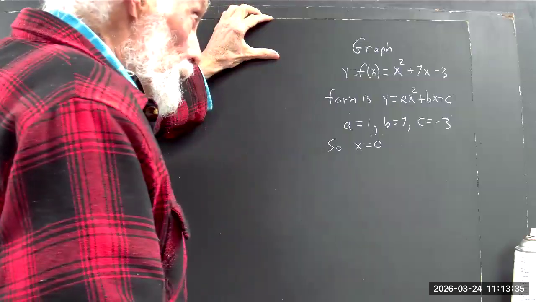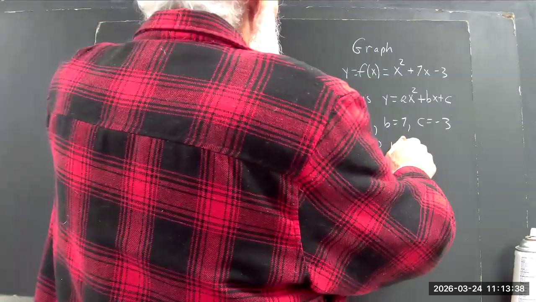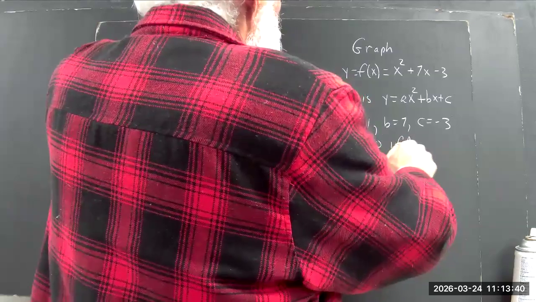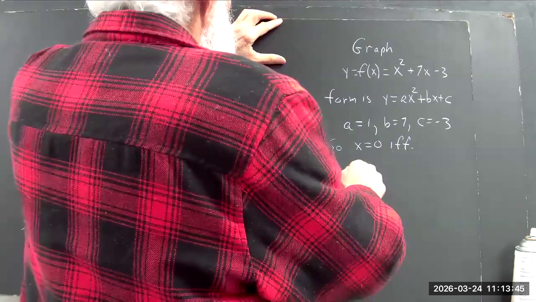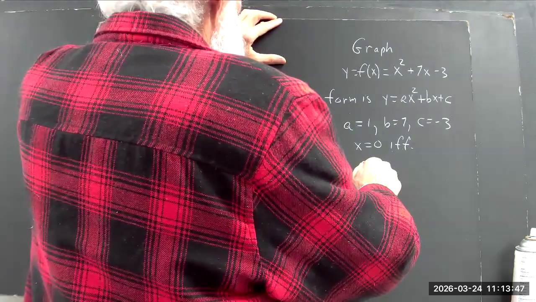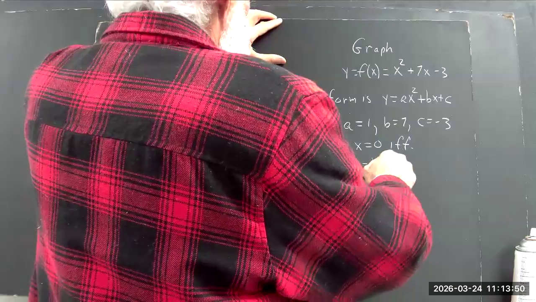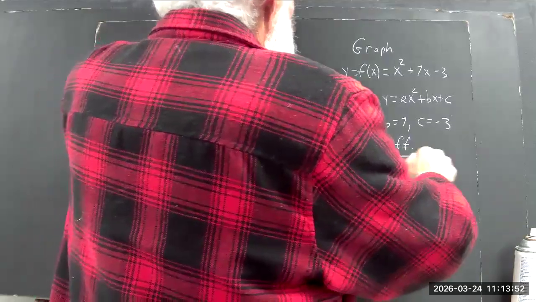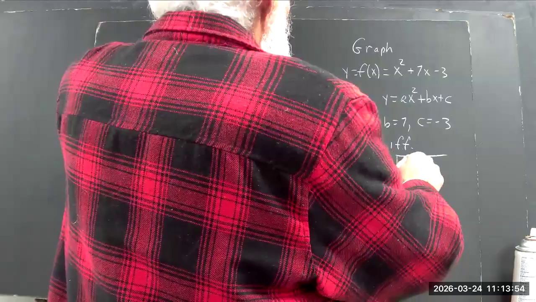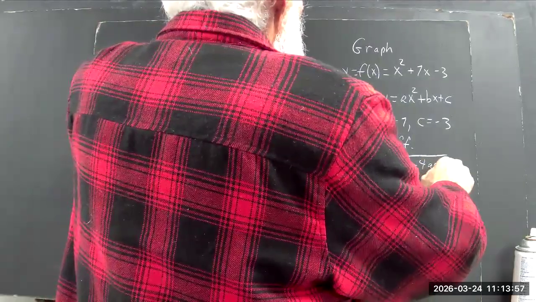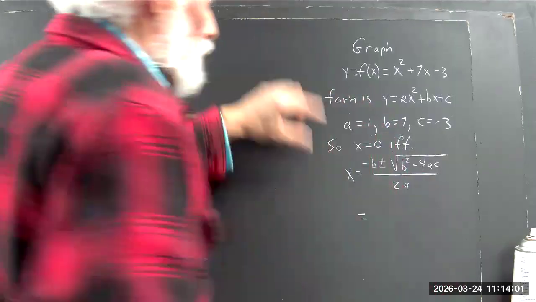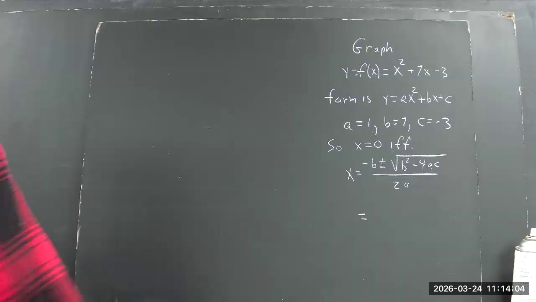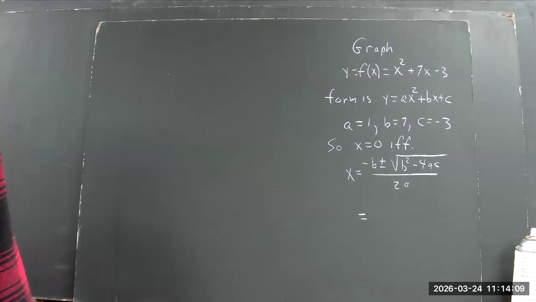So x equals 0 if and only if, IFF means if and only if, x equals -b plus or minus square root of b squared minus 4ac, all that divided by 2a. And that's the quadratic formula that you simply have to know. Okay, not that hard, use it a few times, you'll remember it.